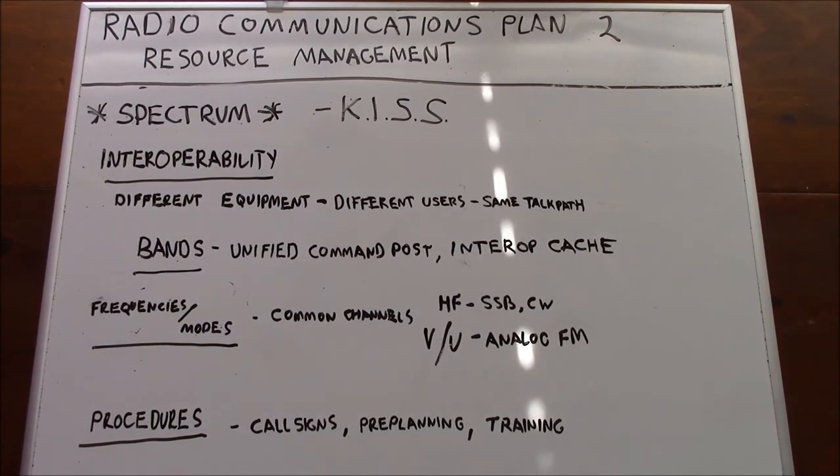Now, let's say that you operate on the same band as the outside resource you're working with, and you need to communicate with one another. This is when you use common frequencies and modes. Let's say one user uses one particular digital protocol and the other uses another digital protocol. What you need is common channels programmed into both radios that use analog FM in a tactical radio sense. And if you're using disparate data protocols to communicate on the HF spectrum, you can always fall back to single sideband or CW modulation.